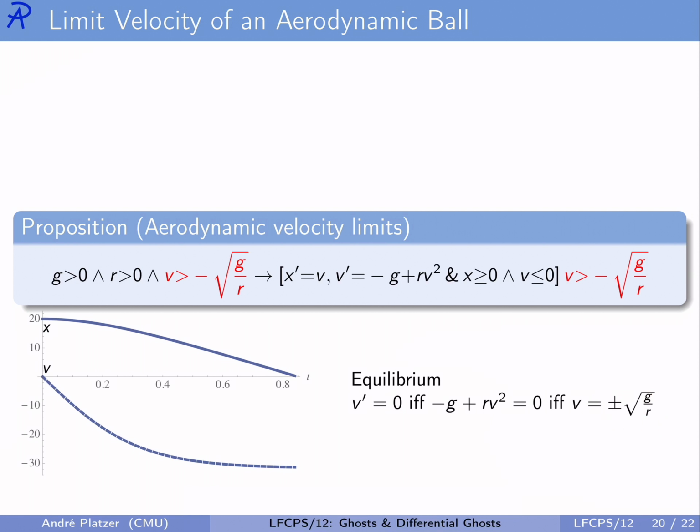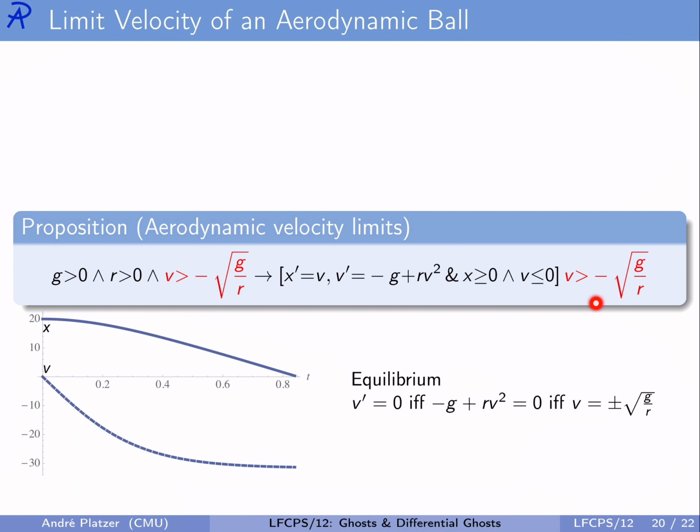We can state, for example, that we always have velocity above minus square root of g over r. Remember, it's going downwards, right? The velocity is negative. But it will always be lower bounded by minus the limit velocity of falling in the air, which is square root of g over r. Of course, that is only true if we start above this limit velocity also. But now we can do a proof. This again is a property that apparently is getting worse and worse and worse and worse over time.